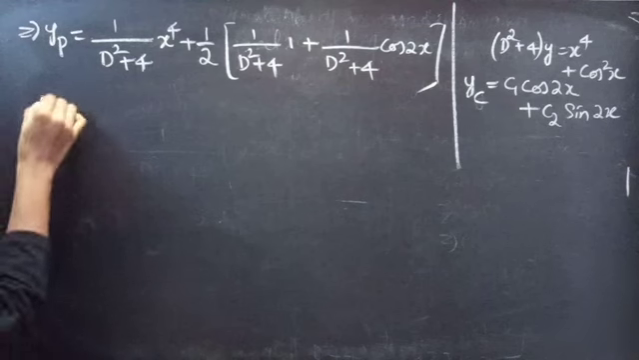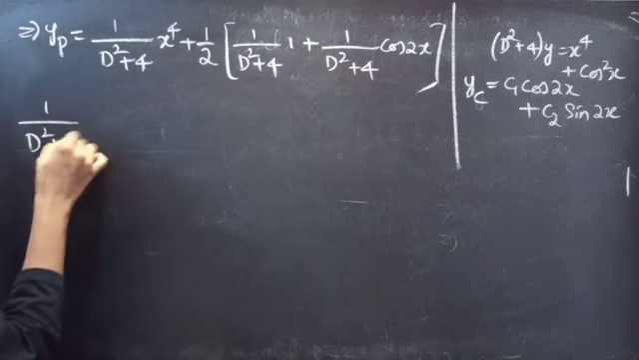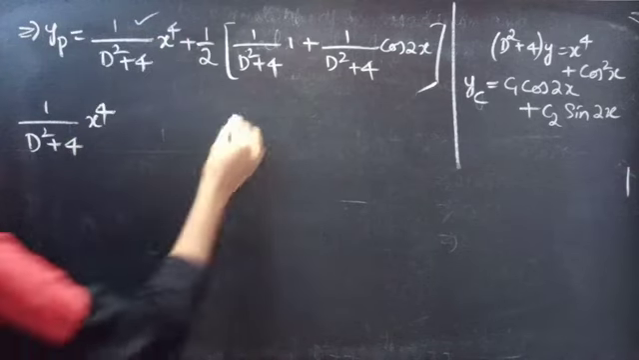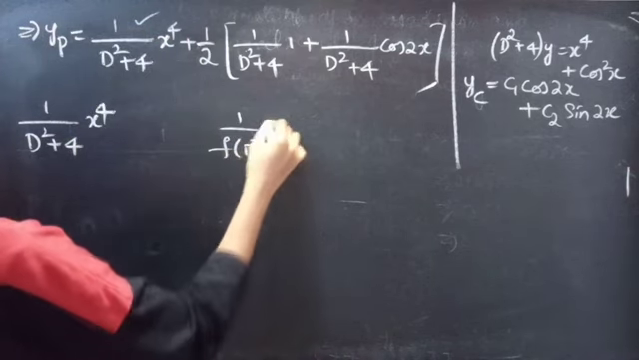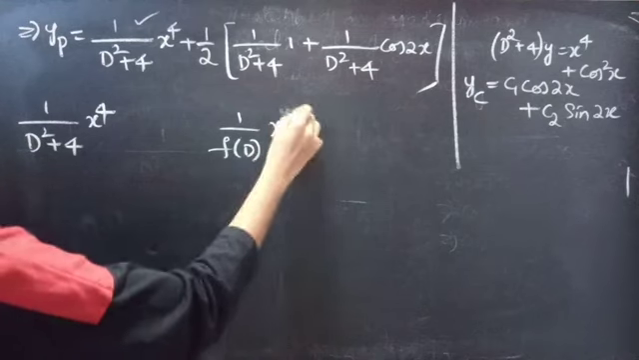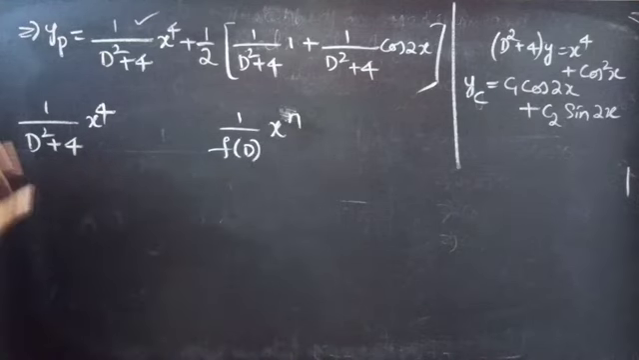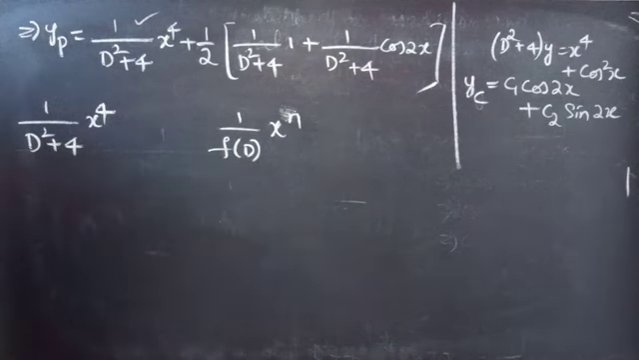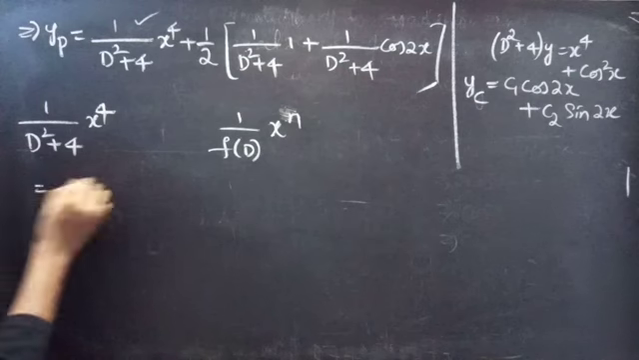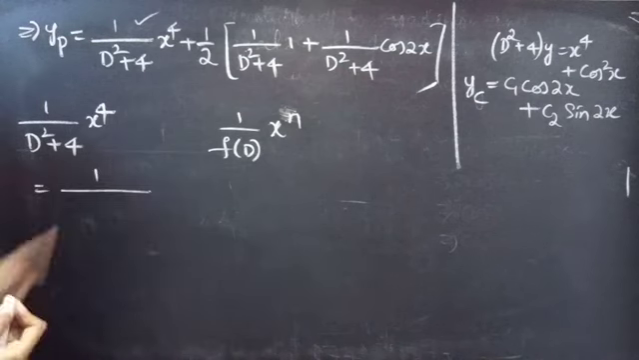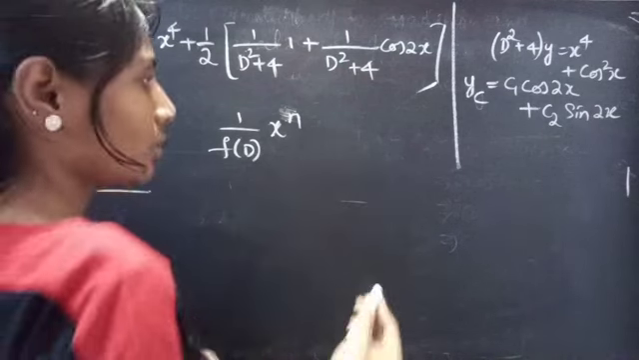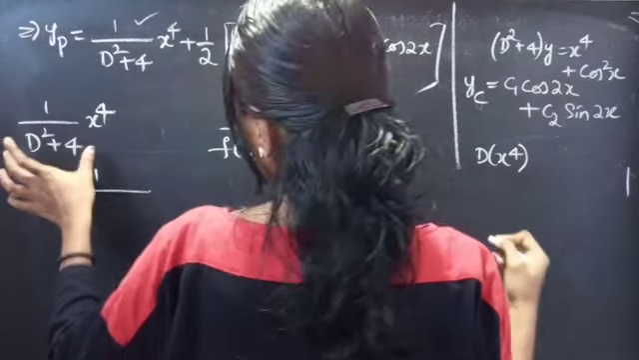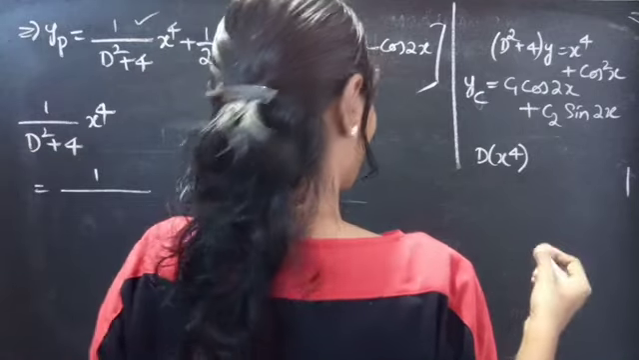Firstly I am going to find 1 by f of d into x power 4, the first term. This is of the form 1 by f of d into x power n, right? So let's first find the derivatives of x power 4. For our convenience, we are going to find the derivatives of x power 4 before going to 1 by f of d into x power 4.